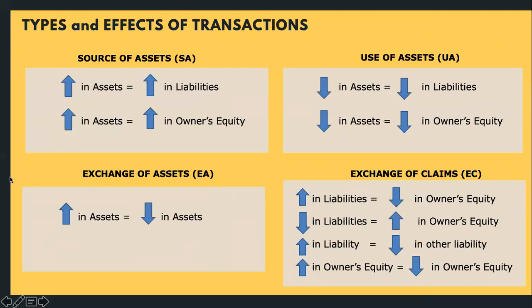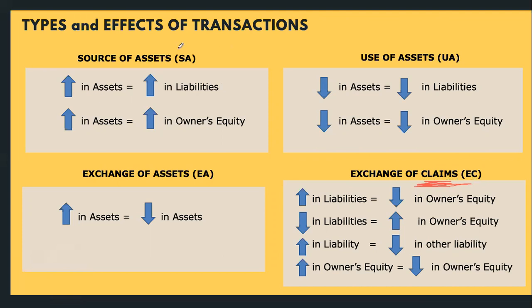Okay, so we have 4 types of transactions. You have source of assets, use of assets, exchange of assets, and exchange of claims. When you say claims, claims refers to your liabilities and owner's equity. So again, claims refers to your liabilities and owner's equity. So this is your asset. So still, this is connected to the accounting equation.